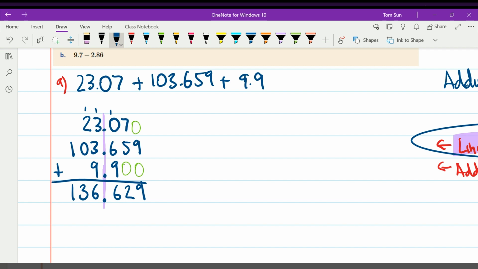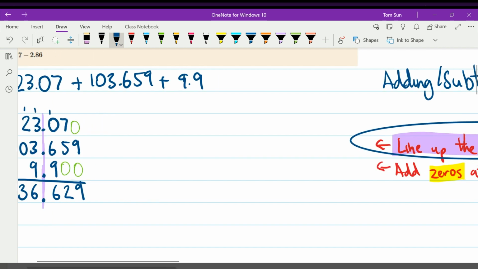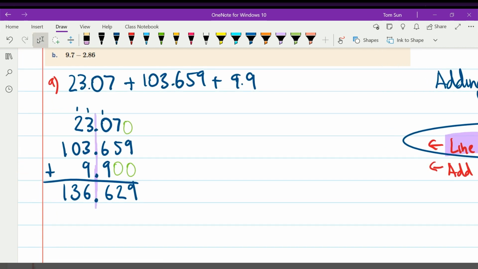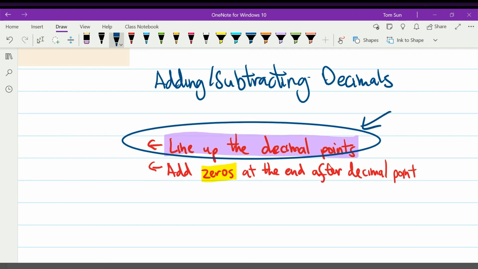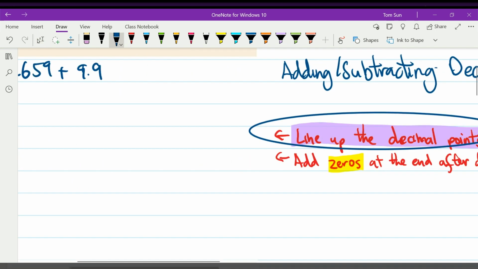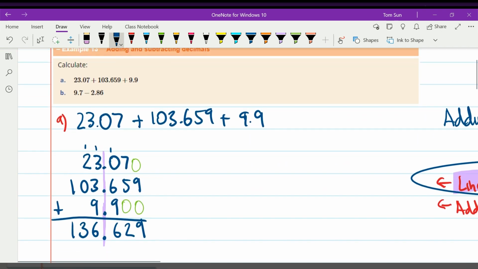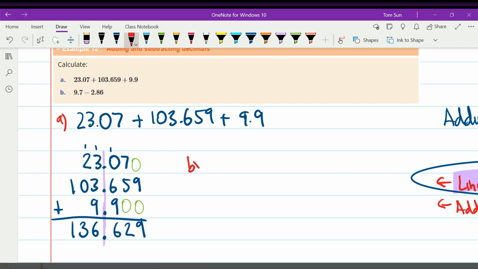Okay, so the main thing that you need to remember with addition and subtraction of decimal points is that you use vertical algorithm and you line up the decimal points. We'll see that happen in subtraction as well with the second question. If you take a look at the second question here, I'm going to write straight into the vertical algorithm. We have 9.7. I'm going to line up my decimal points, and so the next number is 2.86.